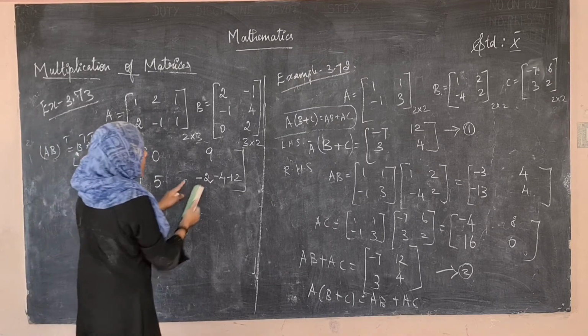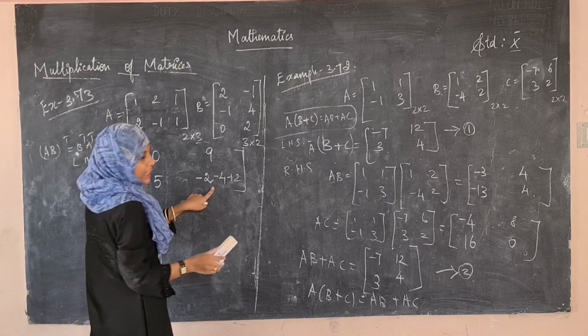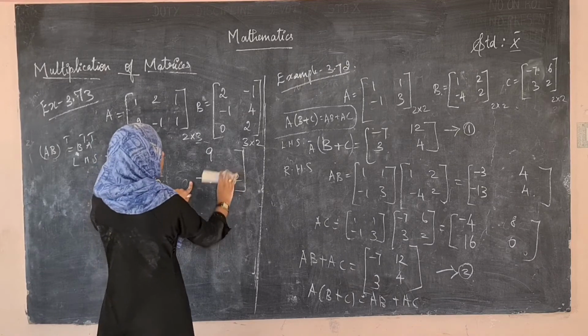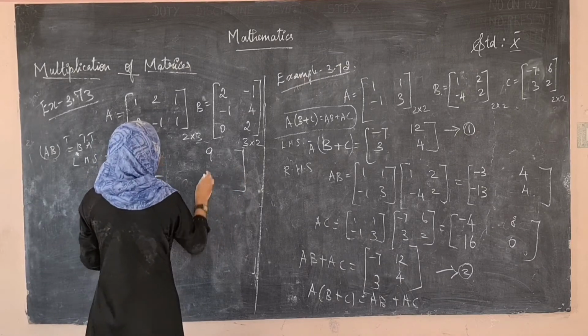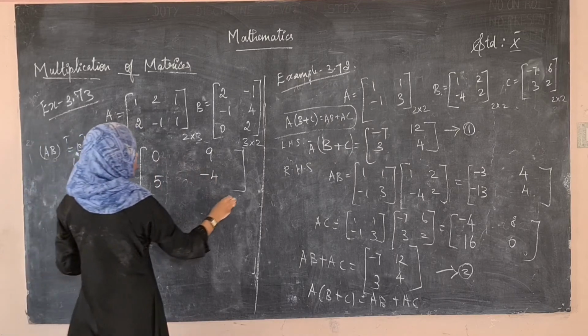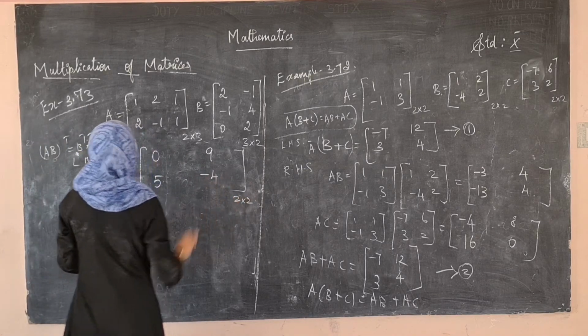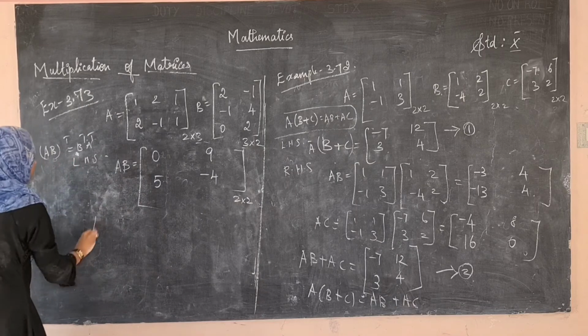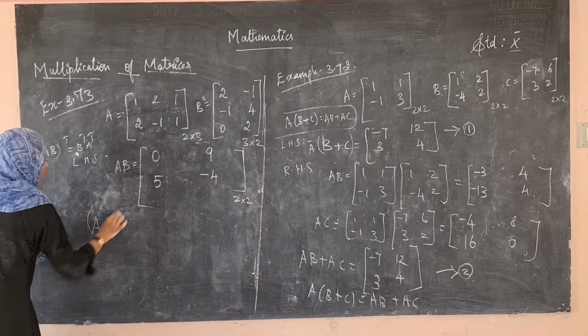And here, minus 2 minus 4 is minus 6. Minus 6 plus 2 is minus 4. So we get 0, 5, 9, minus 4. This is of order 2 cross 2. Now we have to find AB the whole transpose.